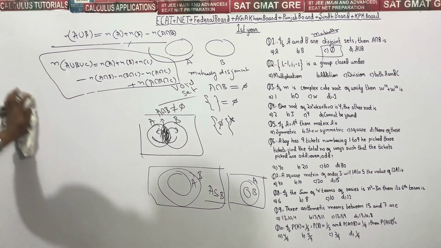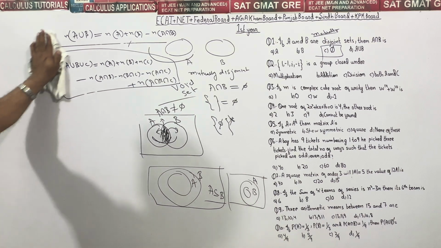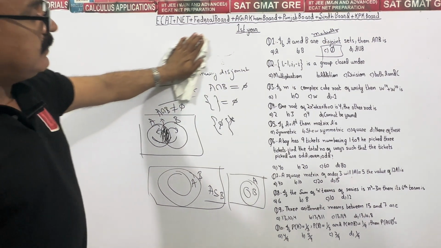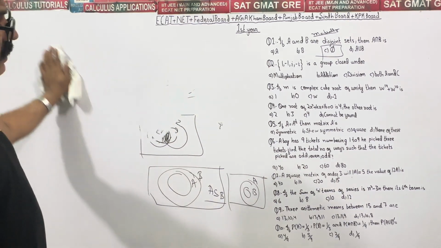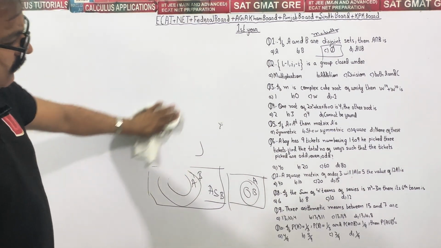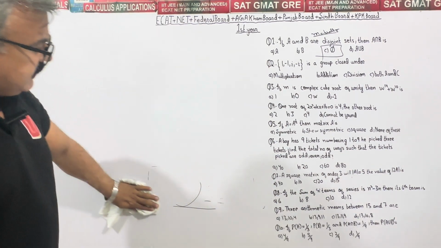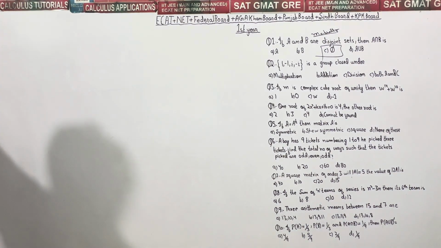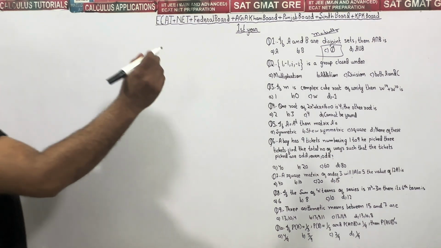Okay, let's move to the second question. 1, minus 1, iota, minus iota: does it form a group, or is it closed under addition, subtraction, division, multiplication?